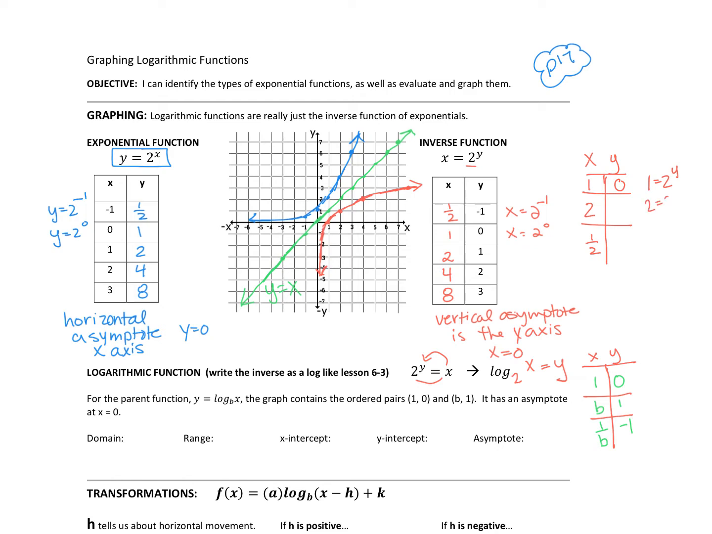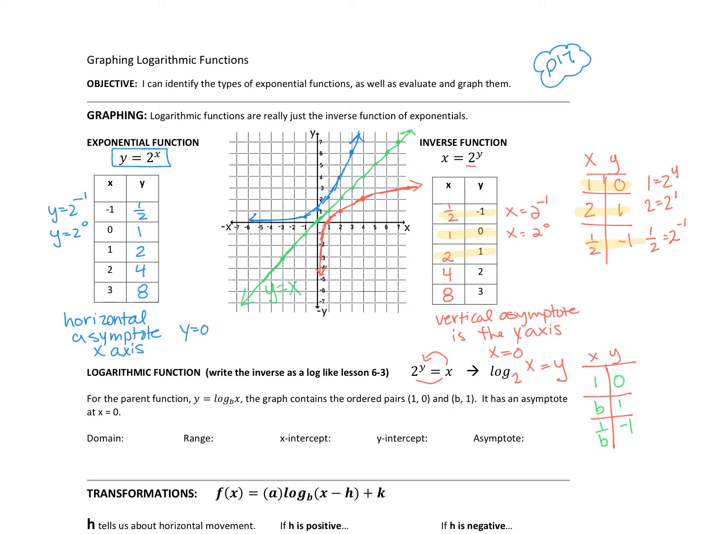For 2, I know that my exponent would have to be 1. For 1/2, I know that my exponent would have to be -1. You'll notice, let me grab a highlighter, that these values 1, 0, 2, 1, and 1/2, -1 were part of the 5 points I graphed to graph the red graph. These are my 3 main points. Once I graph those, I can graph my logarithm.